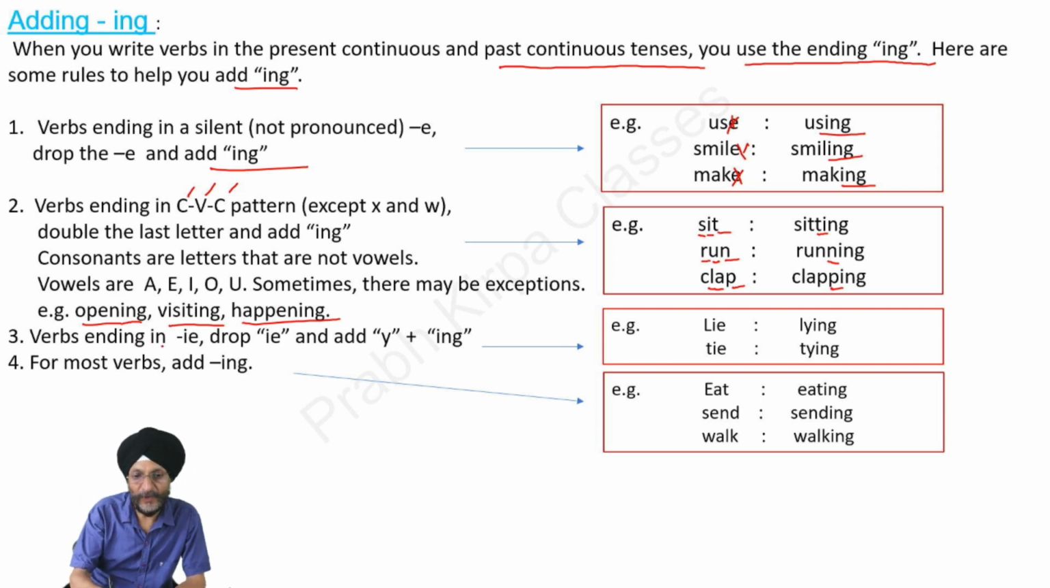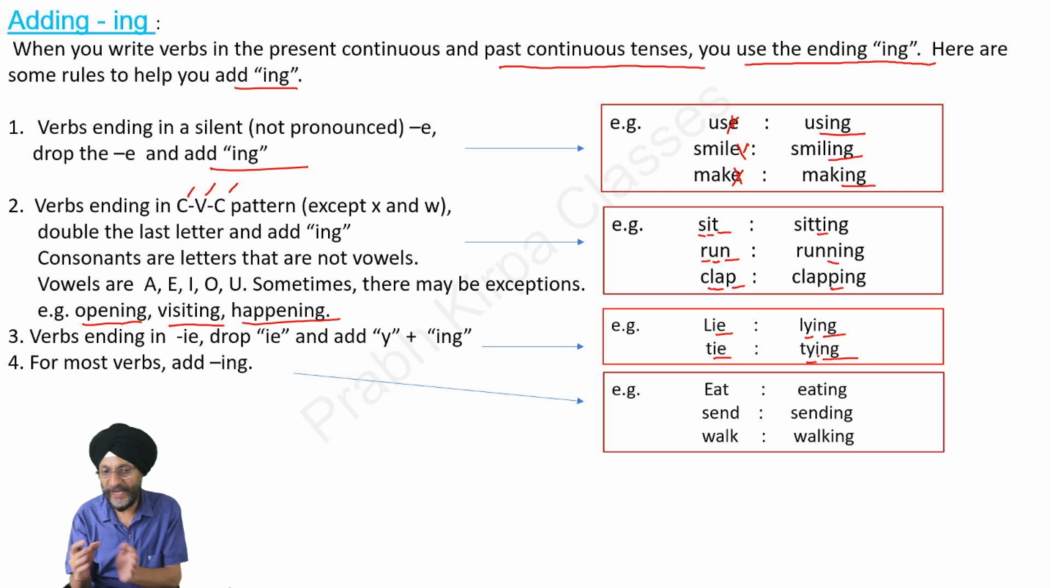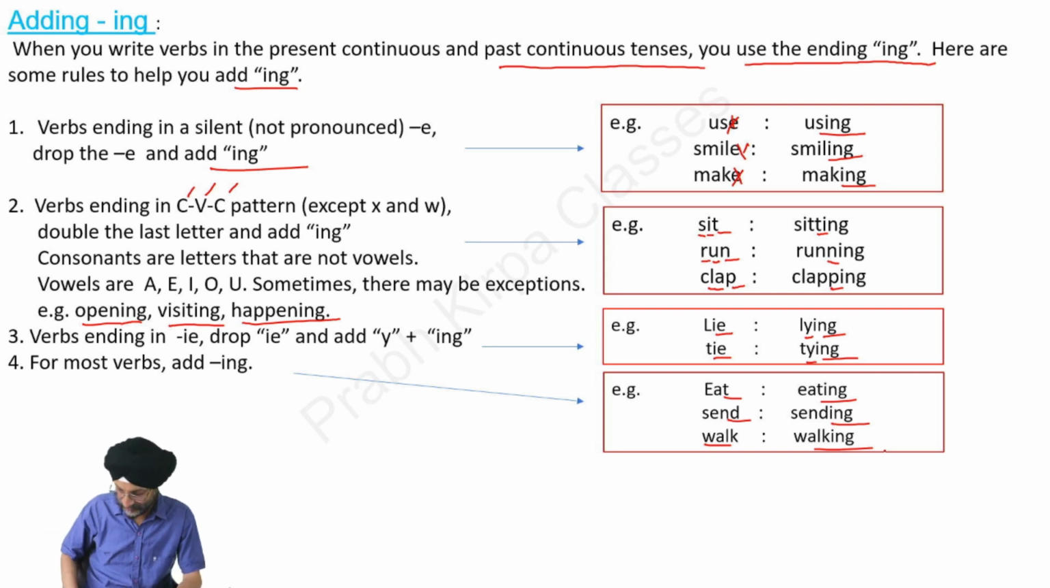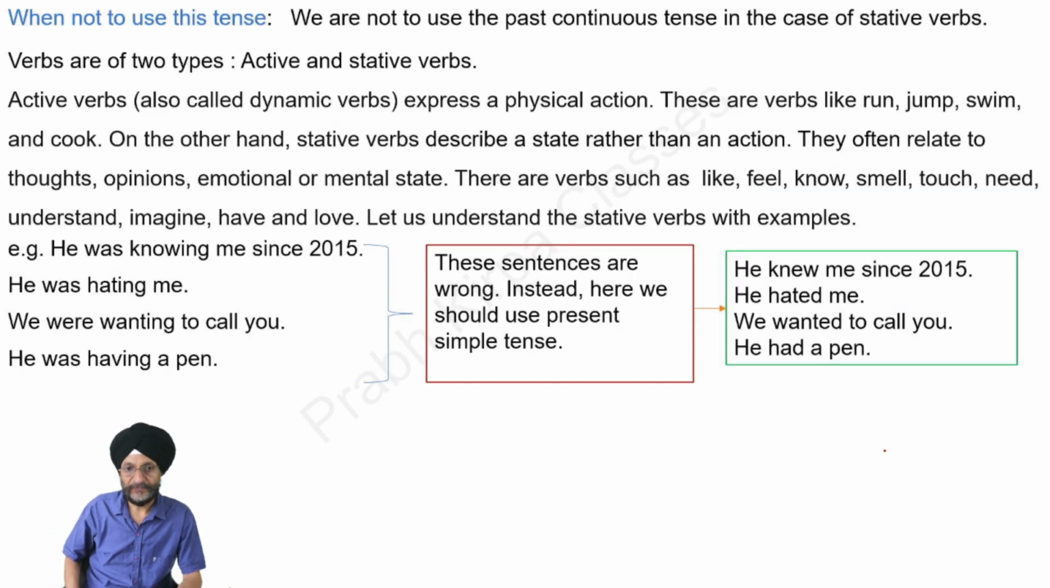In the case of verbs ending in IE, for example, lie and tie, we have to drop IE. We will remove IE, we will add Y and then add ING. Lie becomes lying, tie becomes tying. However, in the case of most verbs, we simply add ing. Eat becomes eating. No change. Only ing has been added. Send becomes sending. Only ing added. Walk becomes walking. Only ing has been added to the verb.